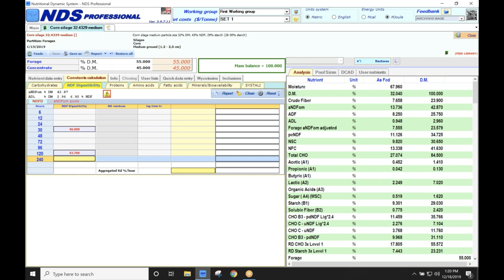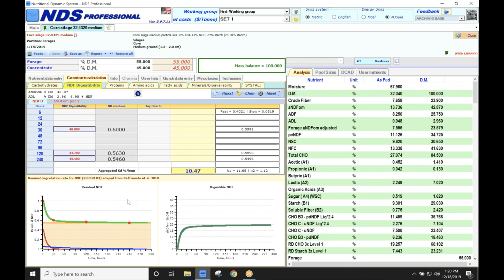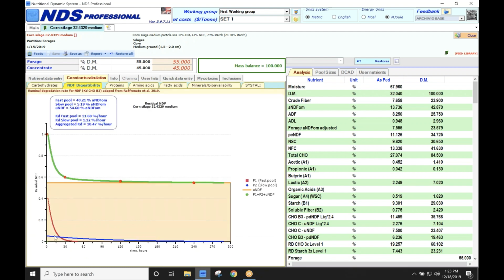I'll show you the case, for example, of an alfalfa haylage, where things, as you know, will be different. Again, this is a real sample. You can see that there was, as expected, a huge increase in the indigestible portion of the NDF from this forage, and then a high aggregated KD, with a very large fast pool and a very low slow pool. Now, a lot of the alfalfas that we have out there are actually similar to these numbers, with most of the time a very low slow pool.